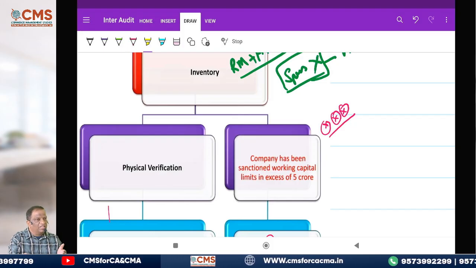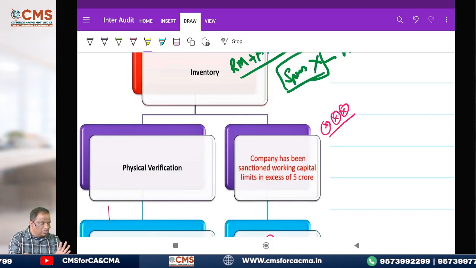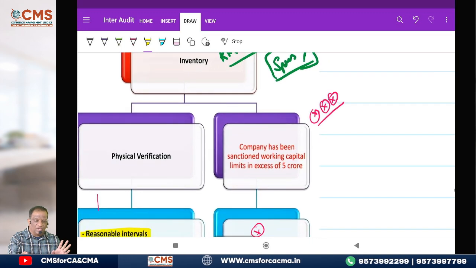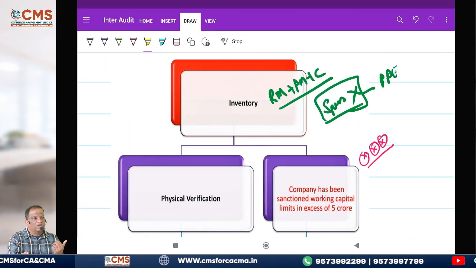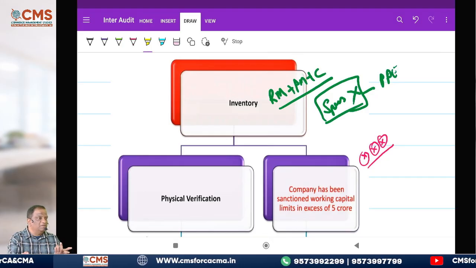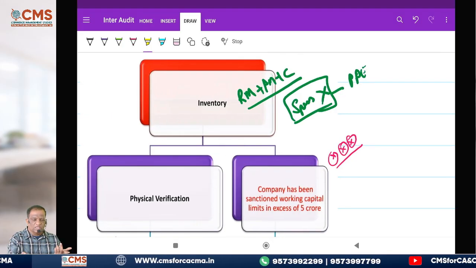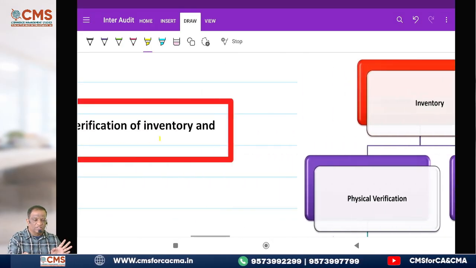Quarterly returns filed with the banker should be in agreement with the books of the company. That's all he needs to verify. But what is the frequency within which I have to verify? I have to conduct physical verification of fixed assets, PPE, once in 3 years. And inventory, once a year. Those are the points.